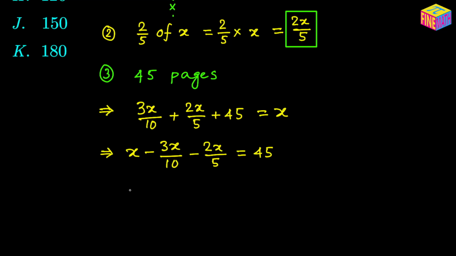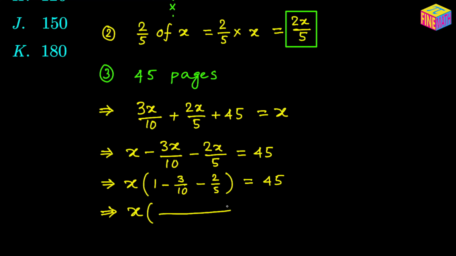So from here, if we solve for x, then what do we get? Well, we can take x as a common factor out of here. Then we are left with 1 minus 3 over 10 minus 2 over 5, and that is equal to 45. If we simplify it a little further, it would be x times, let's take an LCM here. The LCM would be 10. So that would be 1 times 10, that is 10, minus 3, and minus 5 2s are 10, 2 2s are 4, so that is 4. And all of that is equal to 45.